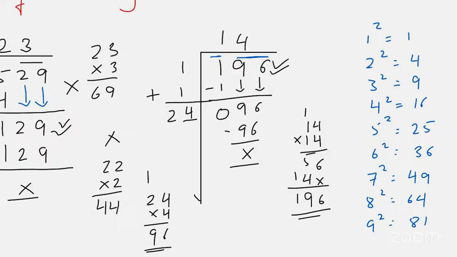So if you want to check your answer, multiply the root with itself. You should get the original number. This is how you can check if your answer is correct or not.